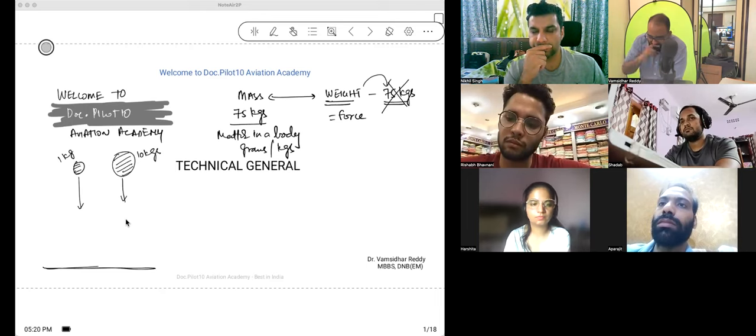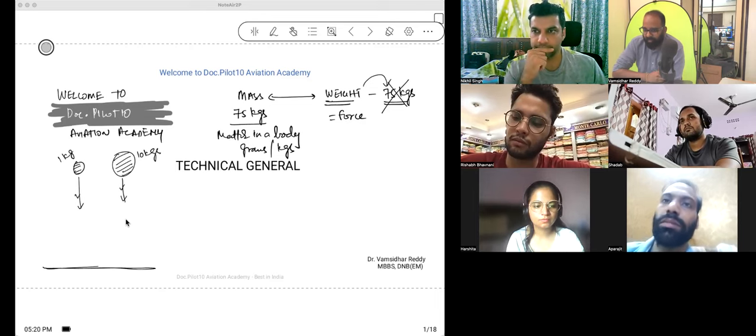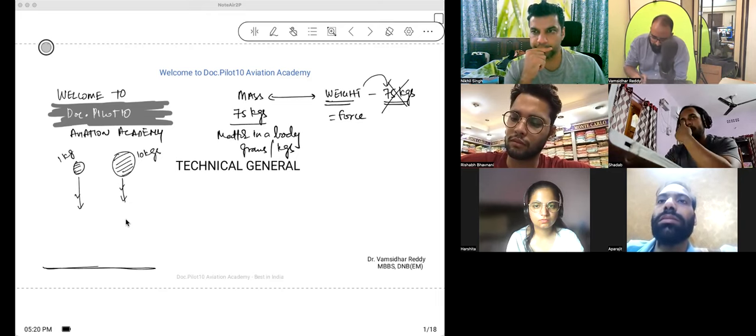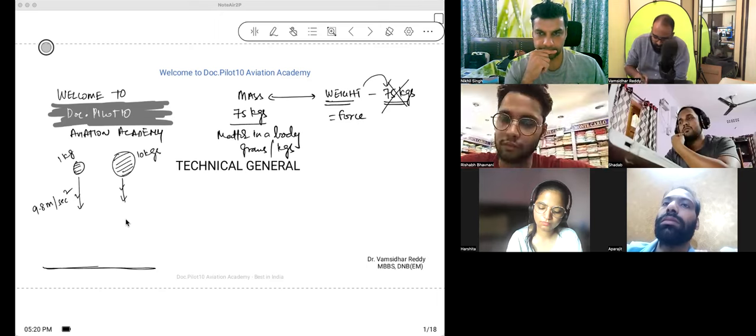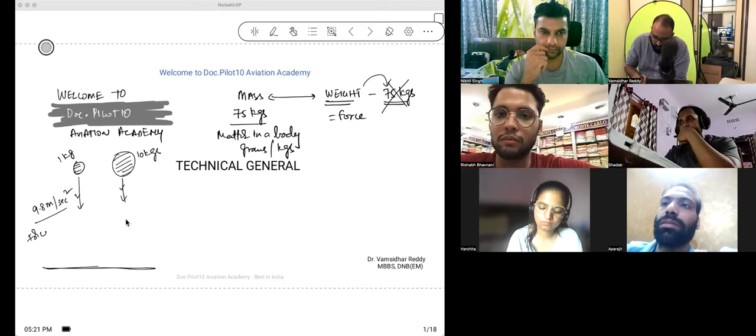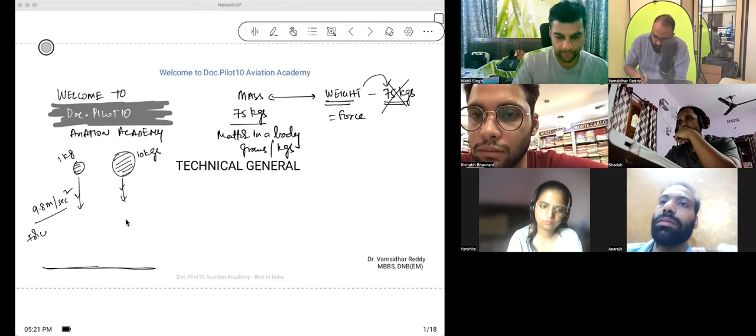Correct. So that means both are accelerating with the same acceleration. Correct. So that acceleration is because of gravity. Gravity makes any body to accelerate at 9.8 meters per second square. This is called as acceleration due to gravity.